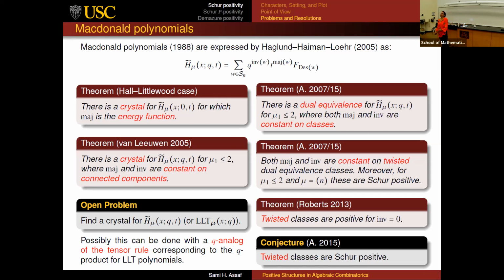These twisted classes, I give an explicit subset of these objects that have the inv and maj constant. So you don't have to worry about those anymore. Are they Schur positive? I think so.